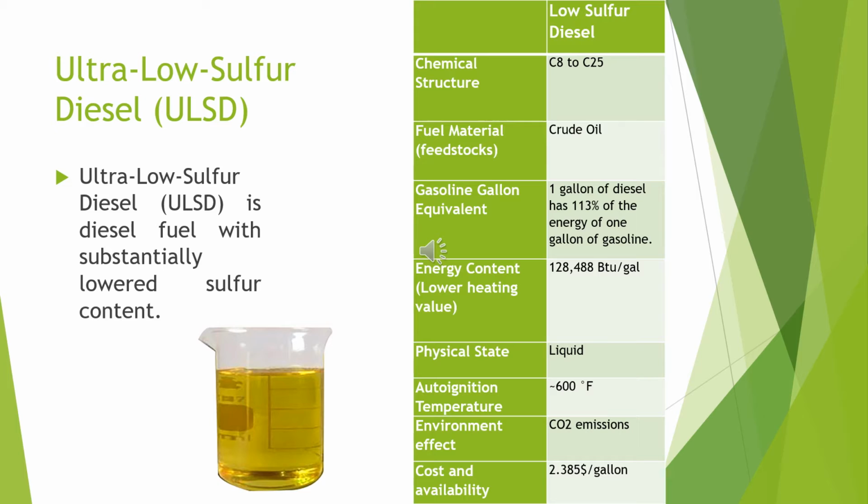The energy content of ultra low sulfur diesel is 128,488 BTU per gallon, and the physical state of ultra low sulfur diesel is also liquid. The auto ignition temperature is 600 degrees Fahrenheit, and CO2 emission is the environmental effect. The cost is also low, at $2.34 per gallon.